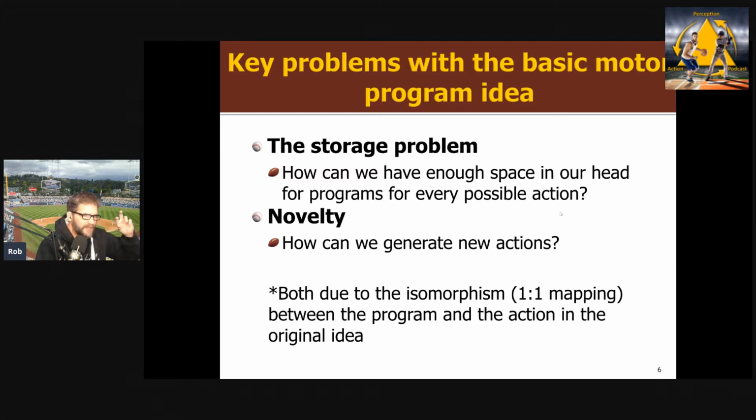So the storage problem is I need a set of motor commands for every possible action I can generate and every variant of that action, right? Because there are specific muscle commands. So I need a massive storage in my head. The other problem that people identified was the problem of novelty. How could I ever come up with a new movement, right? If all I had were these stored programs, there's no way I could come up with a new way to throw a ball, for example. So those are the two problems.